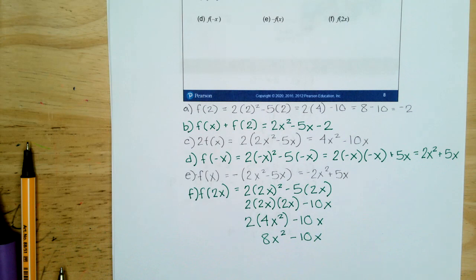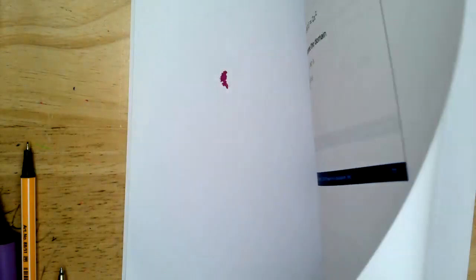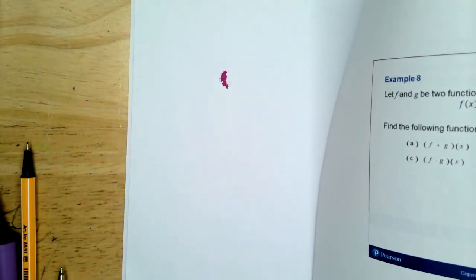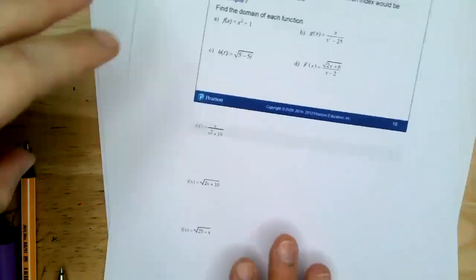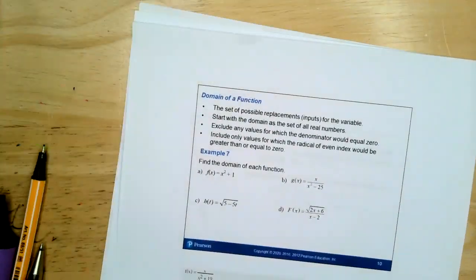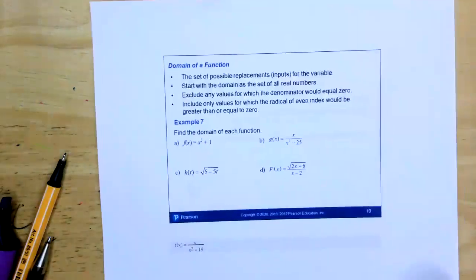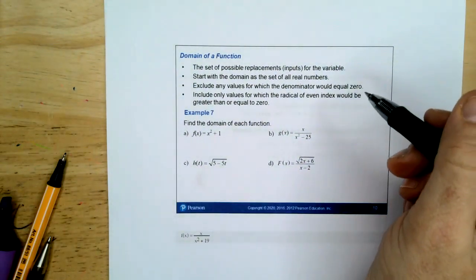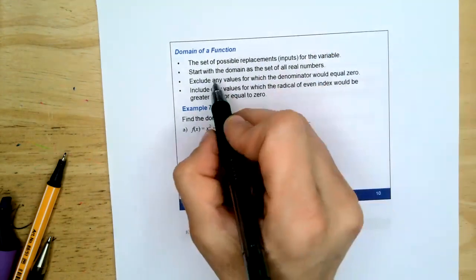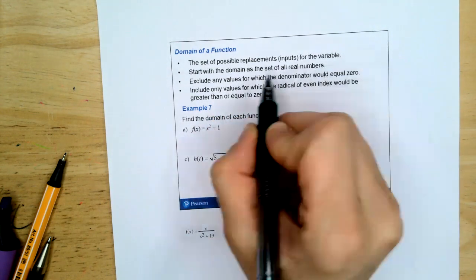Good? Okay, we've got one more thing to do. We are going to talk about the domain of a function. Oh my gosh, we have 2 more things to do. All right, we're going to talk about the domain of a function. The domain of a function is the set of possible replacements or inputs for variables. So the domain is all real numbers.